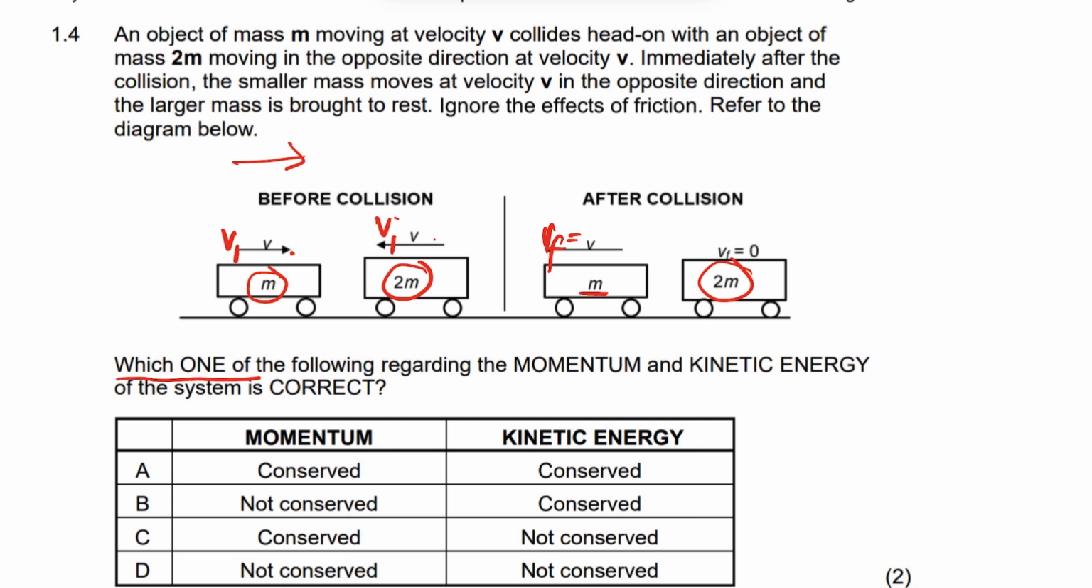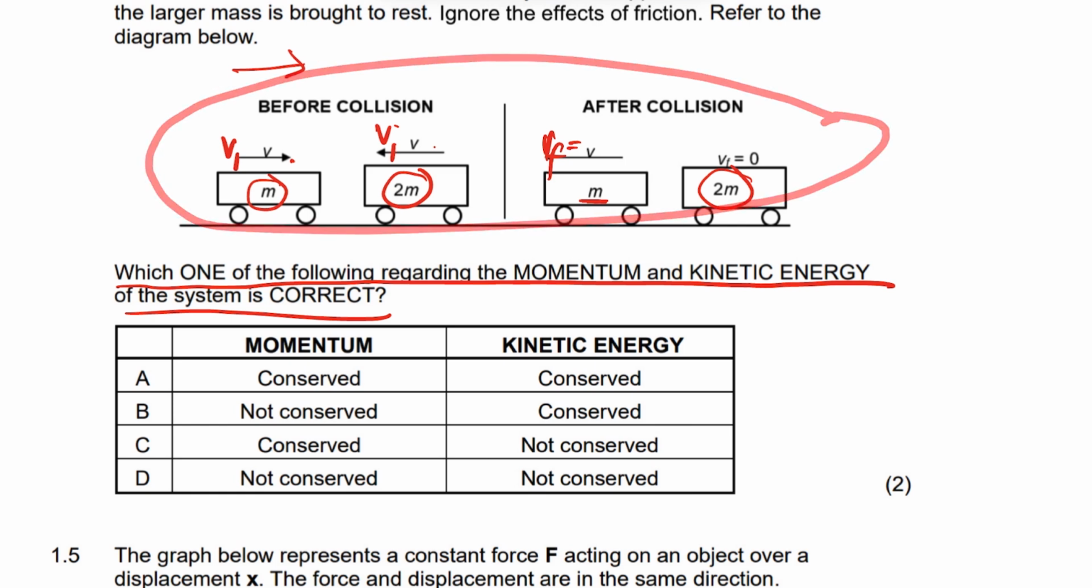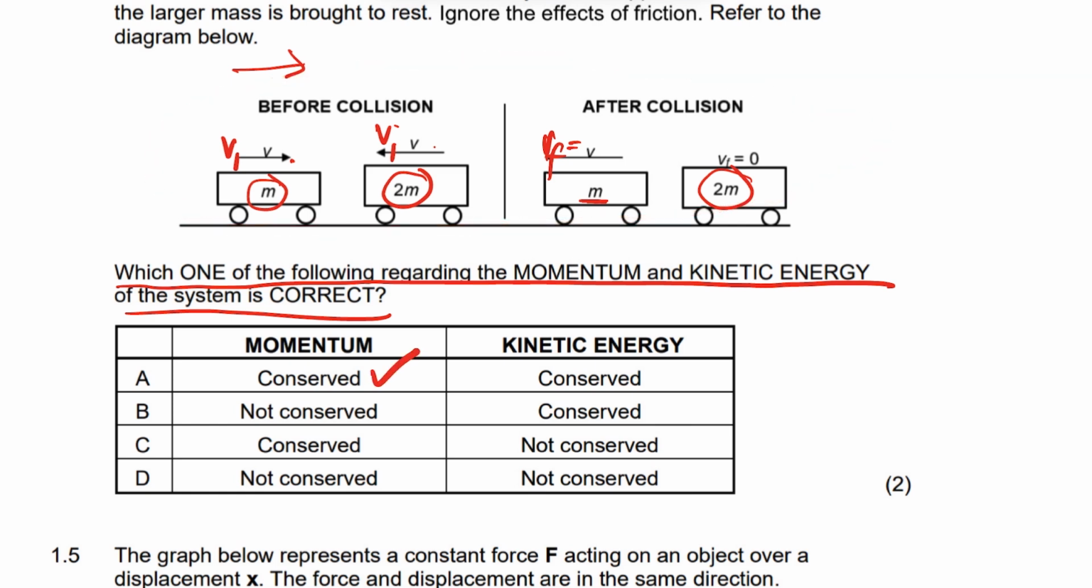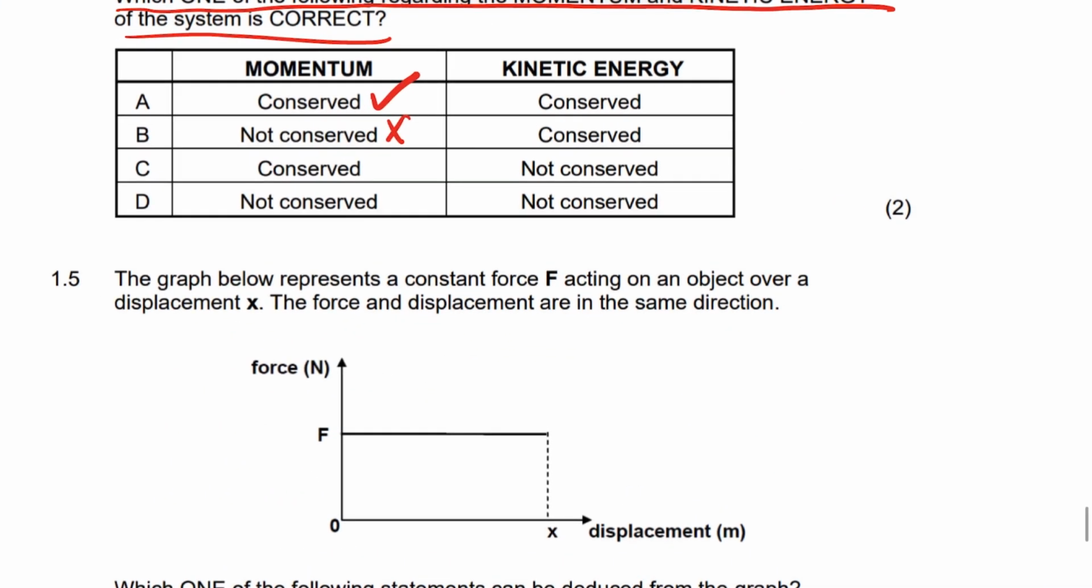Now it says which one of the following regarding the momentum and the kinetic energy, right? Guys, if you look at this type of collision here, the momentum is conserved. So our answer here will be this, not that, not that, not that. Our answer is between these. The momentum is what is conserved.